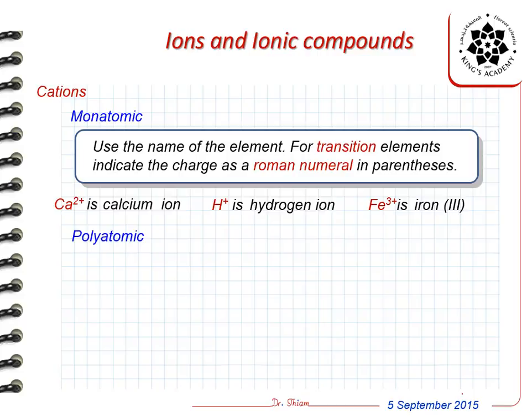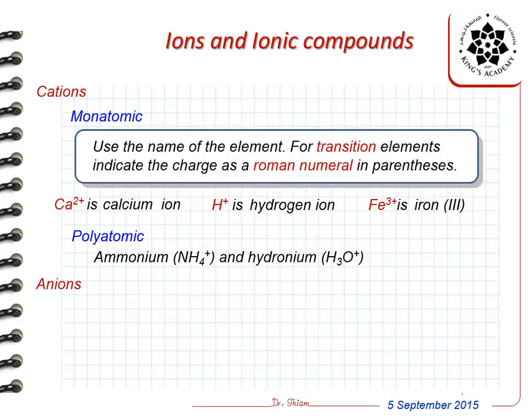Okay, moving on to polyatomic cations. There are only a couple that we want you to know, and they are NH4+ and H3O+. NH4+ is called ammonium, and H3O+ is called hydronium. Okay, and this is it when it comes to cations. So let's move on to anions.